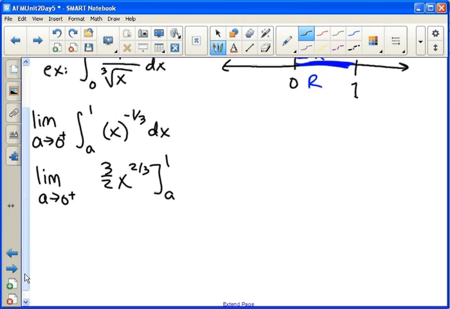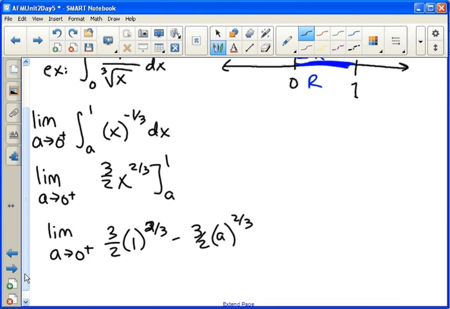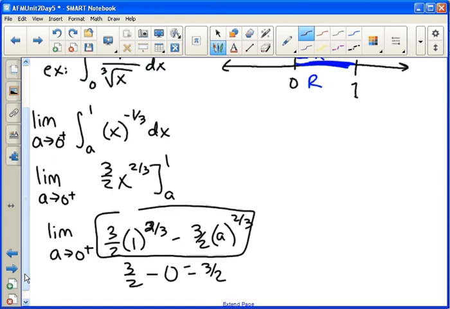So now we can take the antiderivative, add 1 to the exponent, divide by that number. Then we plug in the top, limit as a approaches 0 from the right, 3 halves, 1 to the 2/3, minus 3 halves times a to the 2/3. Okay, so I get 3 halves minus, if I plug in 0 for a, I just get 0. So the answer is 3 halves. You're welcome to test that in your calculator. You could plug this right here into y1, and then you could do the limit as a approaches 0 from the right, so you would plug in things like 0.1, 0.01, 0.001, and so on, and you should get it getting closer to 3 halves.